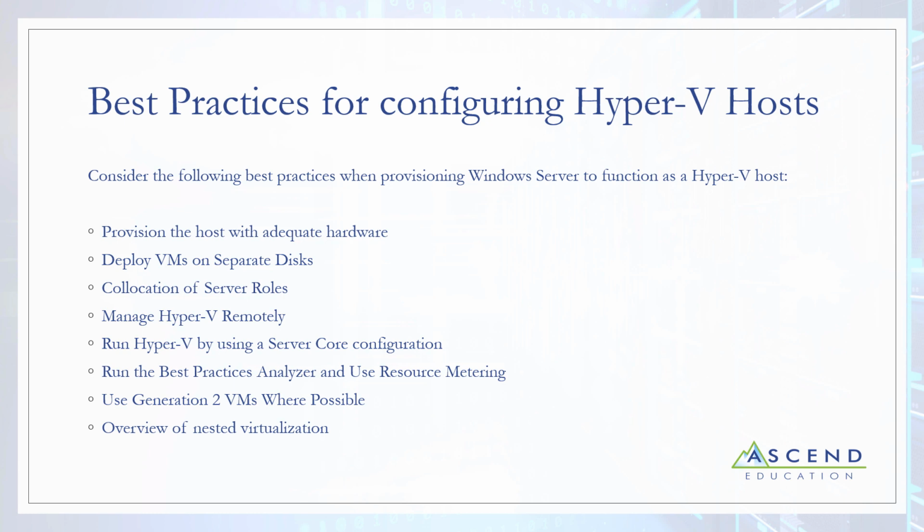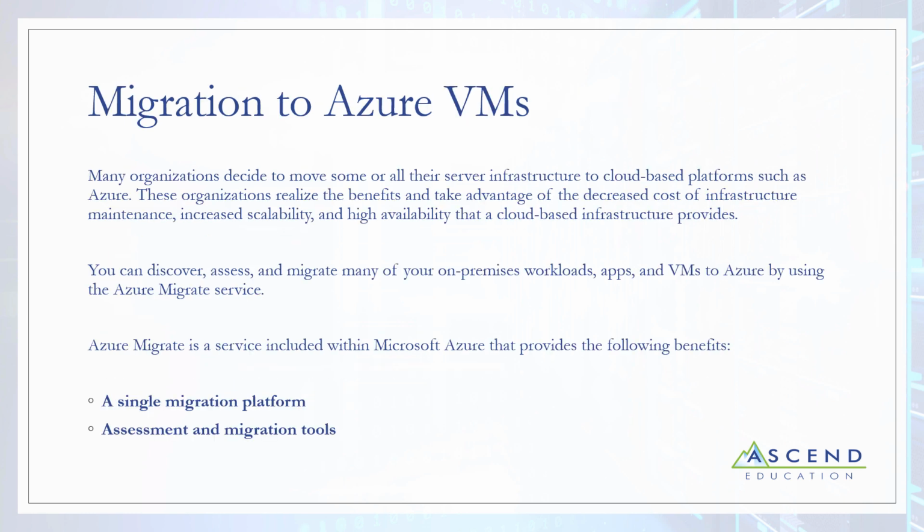You can use Generation 2 VMs, which are more secure. It allows you to use Secure Boot and other built-in security features as well. Overview of nested virtualization is basically something that allows you to put virtual machines inside a virtual machine. So if you have Hyper-V running on your server and you've created a virtual machine, you can put Hyper-V on that virtual server and add another nested one into there.